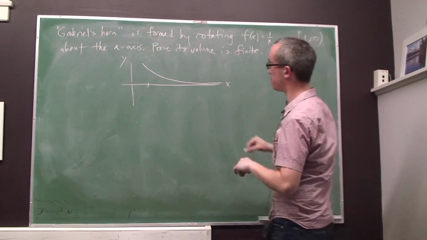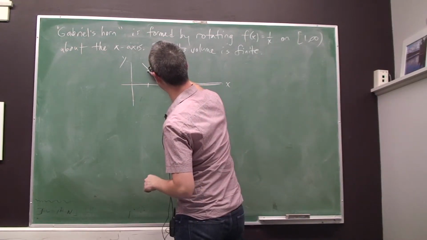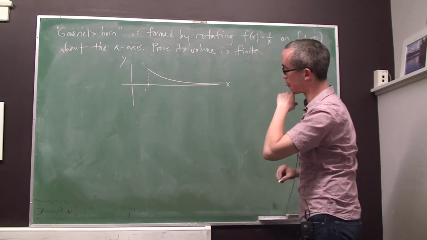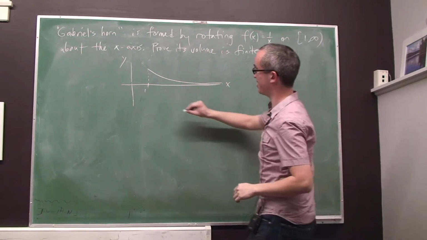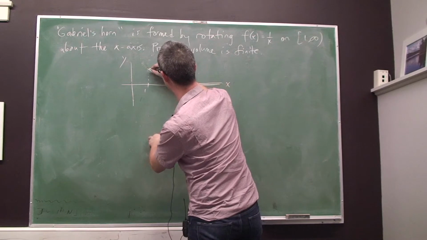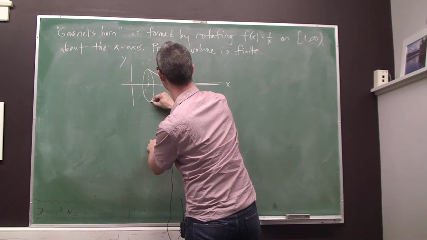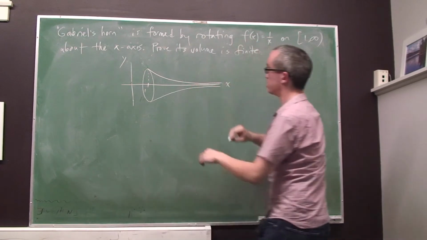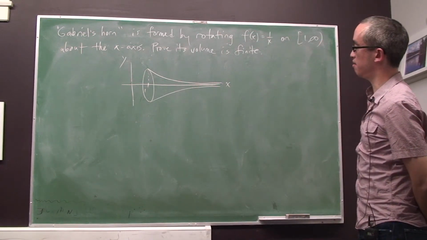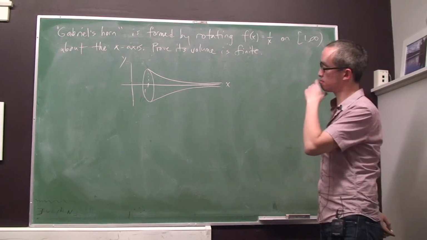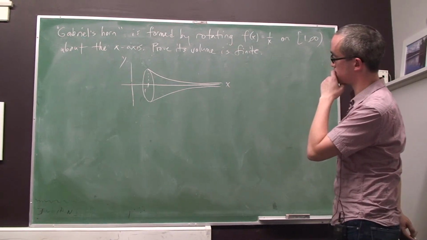Okay, so let's start by drawing a picture. What does this thing look like? Well, it starts at 1, it goes off to infinity, not shown here, and we rotate it. We rotate it, and so we get this kind of trumpet shape, something like that. And we want to show that its volume is finite.